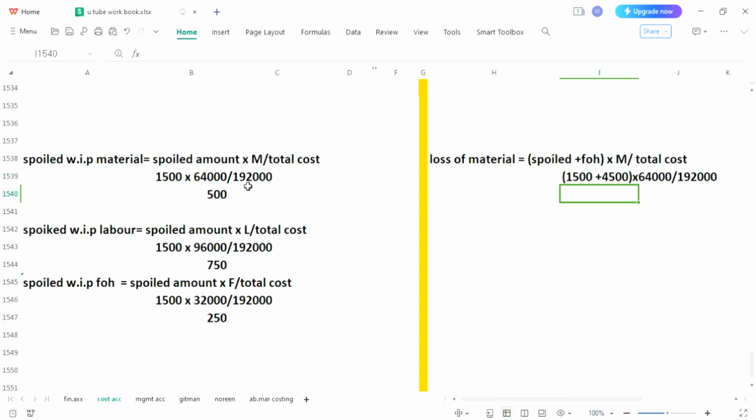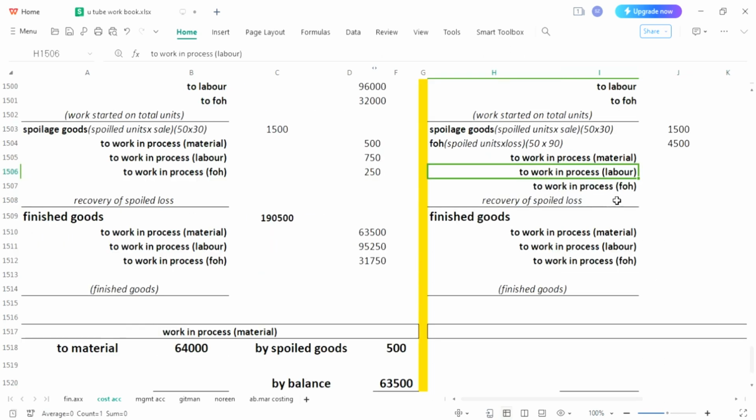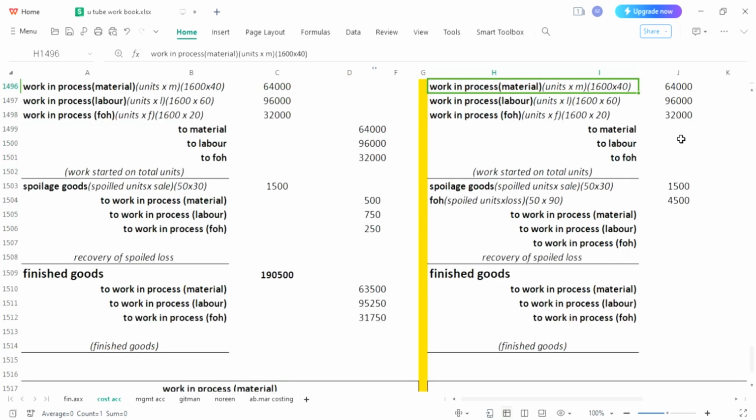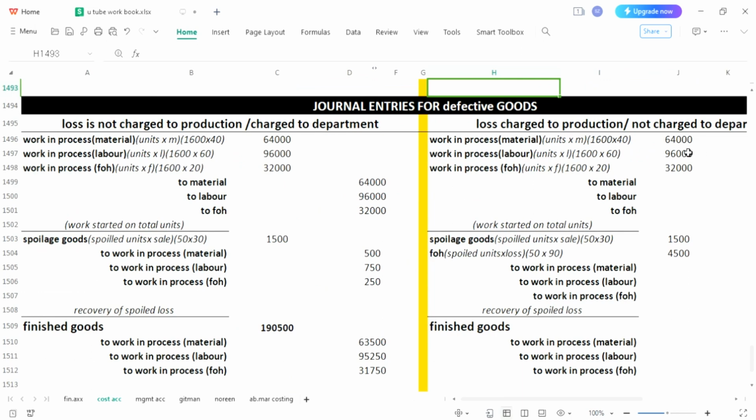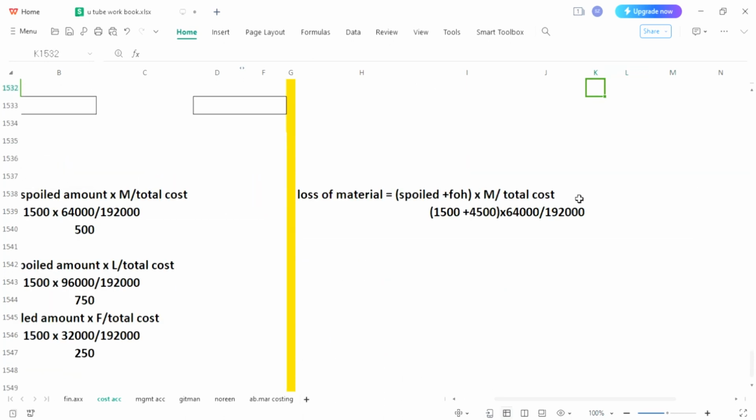So please understand loss of material. How did we calculate? I will show you upon entries. You need to add both of the amounts and multiply with individual total 64 and divided by grand total of all three amounts 192. So 1500 plus 4500 multiplied by 64 divided by grand total 192. And same we have done over here.